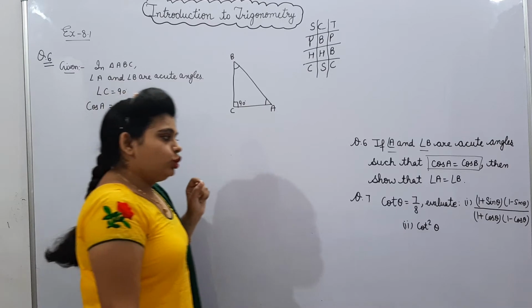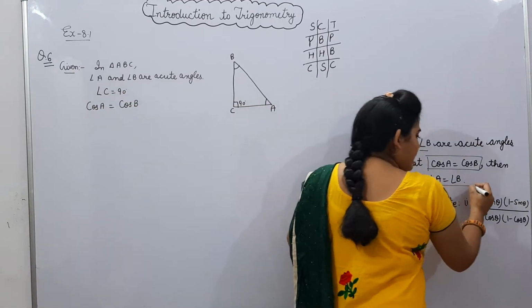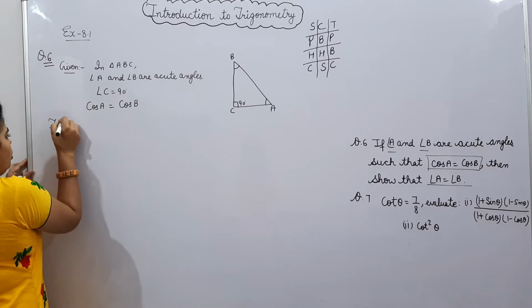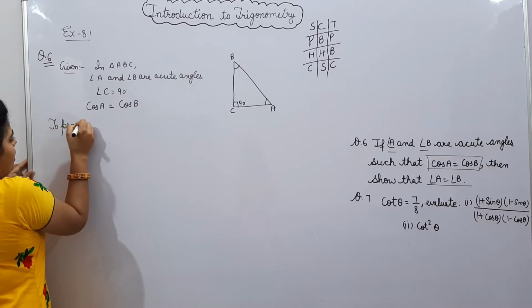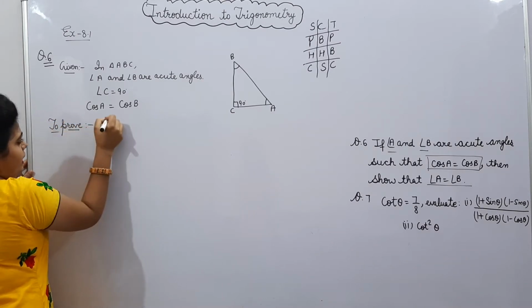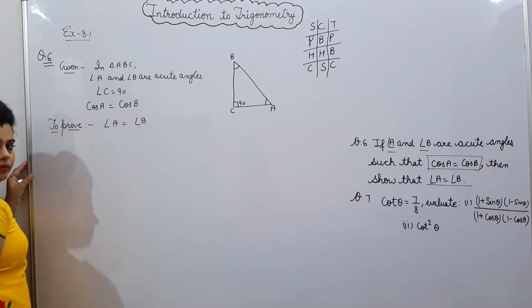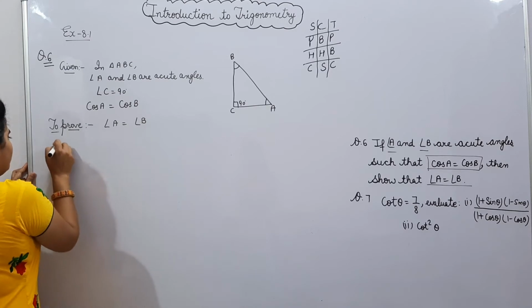Now, what we have to show or to prove is angle A is equal to angle B. Proof.